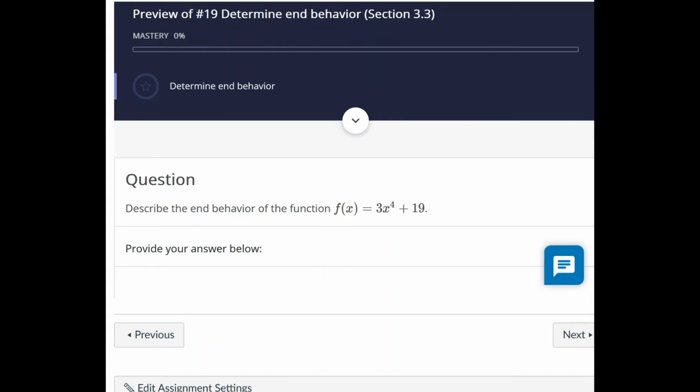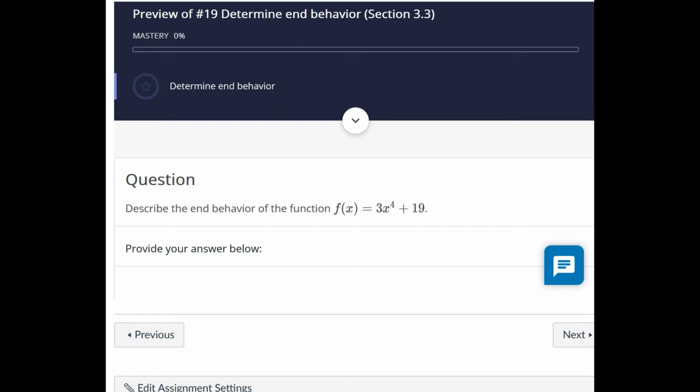Okay, so now I've got a homework problem pulled up from homework number 19, which is determine end behavior. So let's take a look at this homework problem. We've got describe the end behavior of the function f of x equals 3x to the 4th plus 19. Now here are the important details. Remember, there's two things you're looking for. You are looking for the degree of the polynomial. That is the highest exponent. So this is a degree 4. Now what matters is that's even.